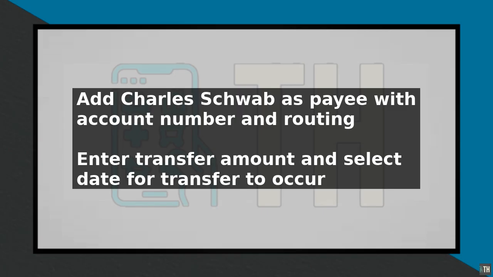Enter the amount you want to transfer and select the date you want the transfer to take place. You can choose to transfer the money immediately or schedule it for a later date. Review the transfer details to ensure everything is correct. Check the amount, the payee, and the date of the transfer.